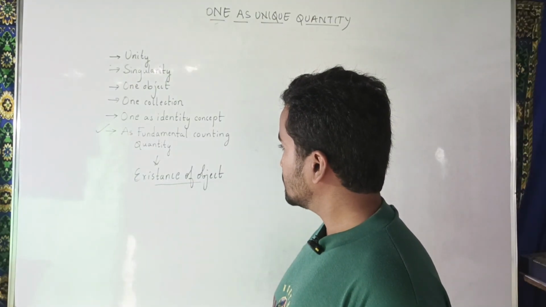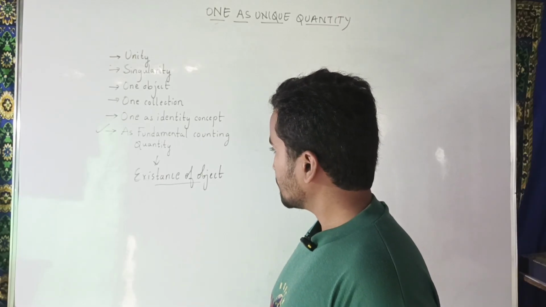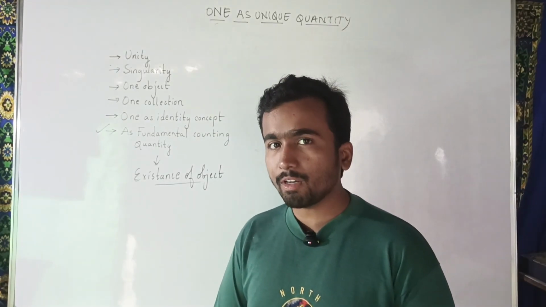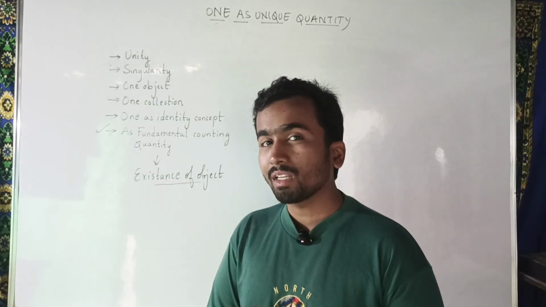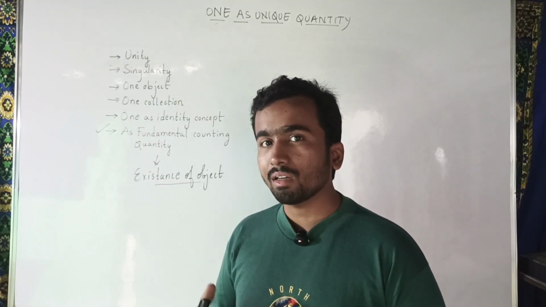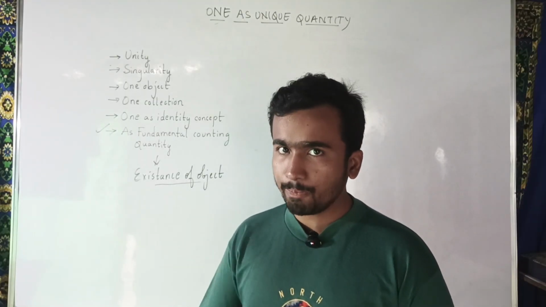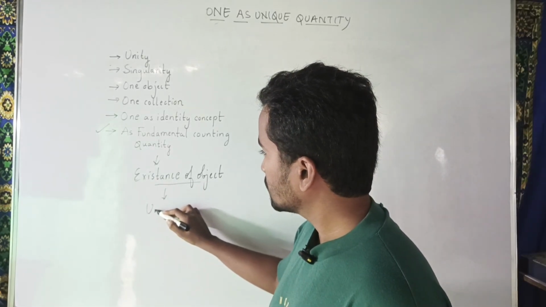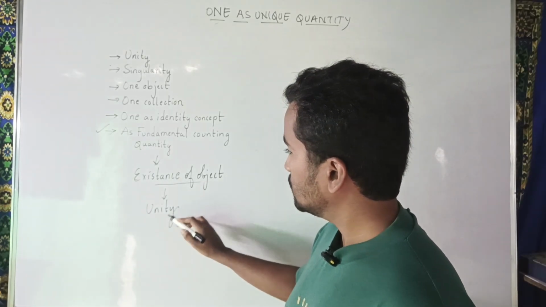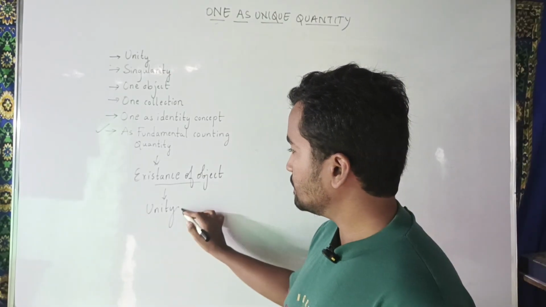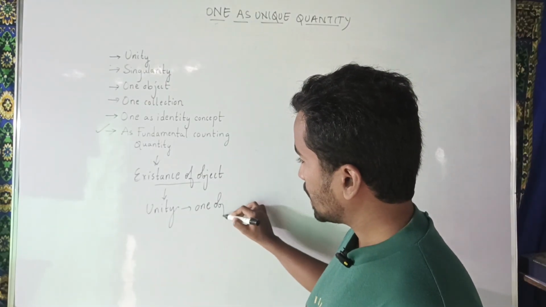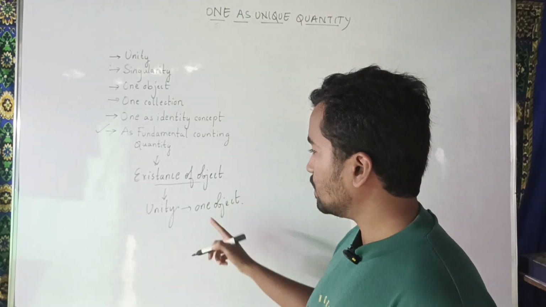As a part of existence, objects can be as many as possible, but fundamentally the minimum count that we say the object is present is unity, which means one, one collection or one object.